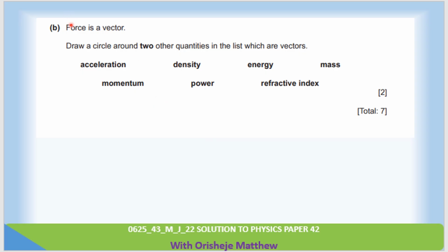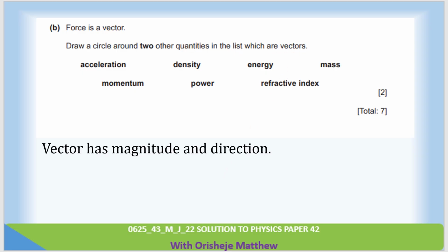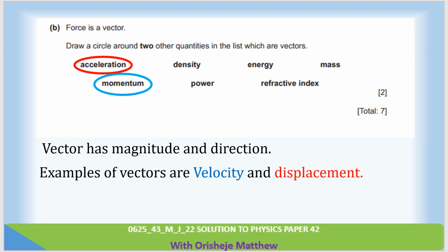Okay, now force is a vector. Draw a circle around two other quantities in the list which are vector. This is a giveaway question. A vector quantity has magnitude and direction. So you have acceleration, you have momentum. So these are them. Examples of vectors are velocity, displacement.